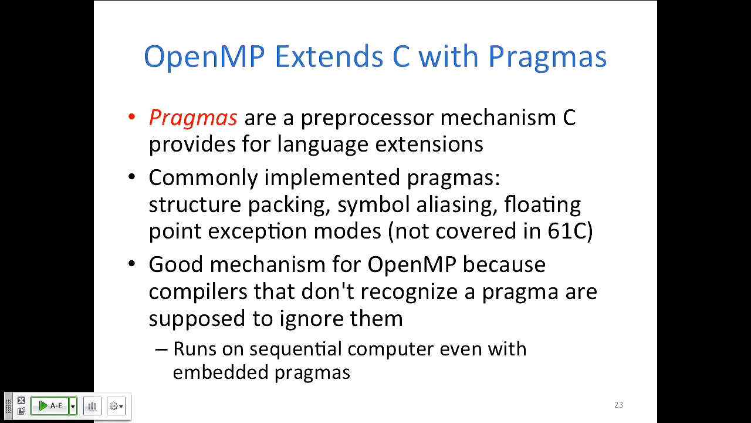The nice thing about this is if a compiler doesn't recognize a pragma, it's supposed to ignore it. So if you write C code with OpenMP pragmas in there, and your system doesn't support OpenMP, it will just ignore the pragmas, and the model is then it just becomes sequential C code, right? So the nice thing is it's portable across systems that have and don't have OpenMP.